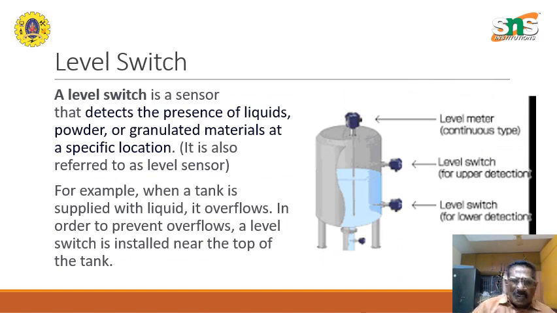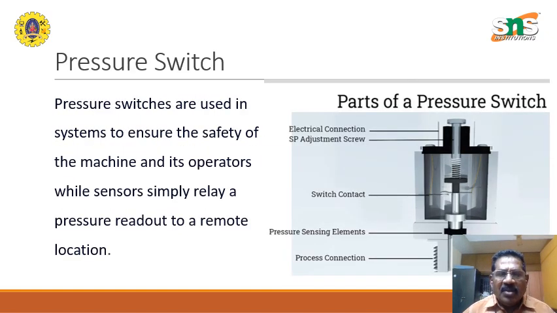Okay. Now the level switch is basically for monitoring the level of liquids, especially in overhead tanks. A level switch is a sensor that detects the presence of liquids, powder or granulated material at a specific location. It is also referred to as a level sensor. When a tank is supplied with liquid, in order to prevent overflows, a level switch is installed near the top of the tank, and this is in day-to-day usage in the overhead systems that are there in domestic applications.